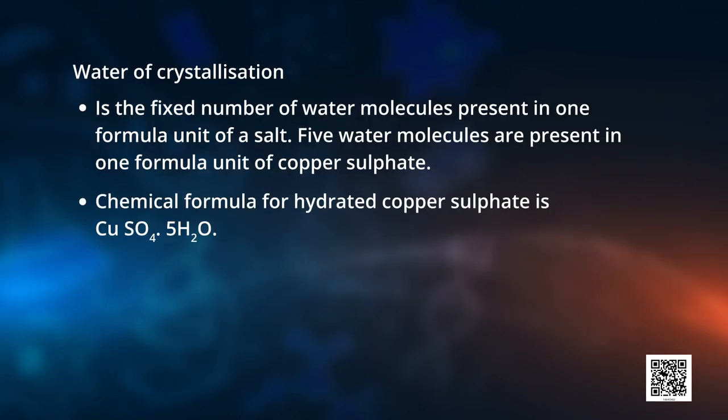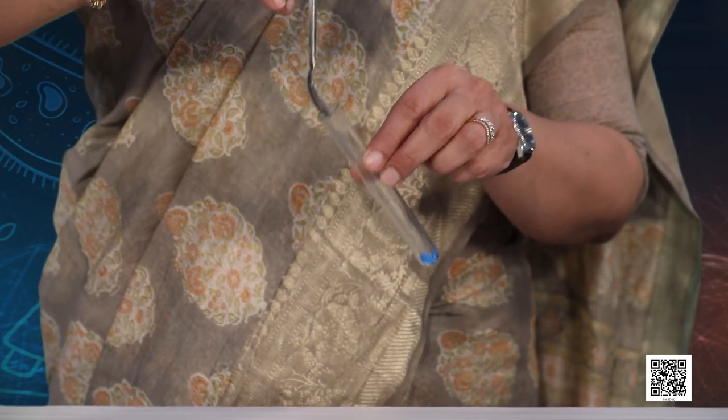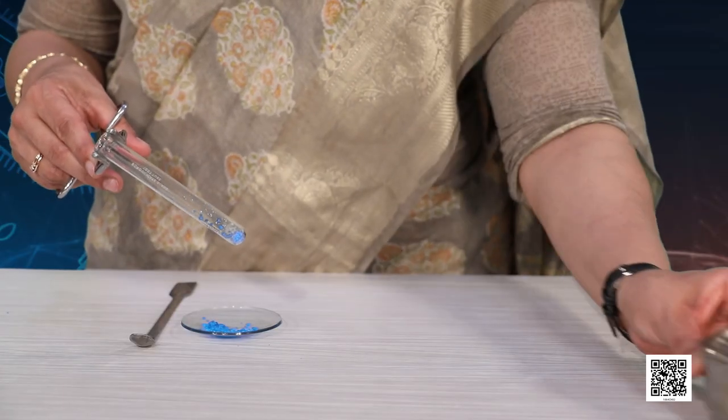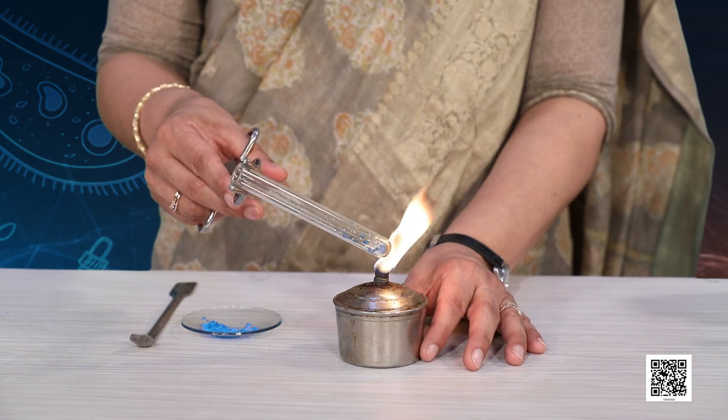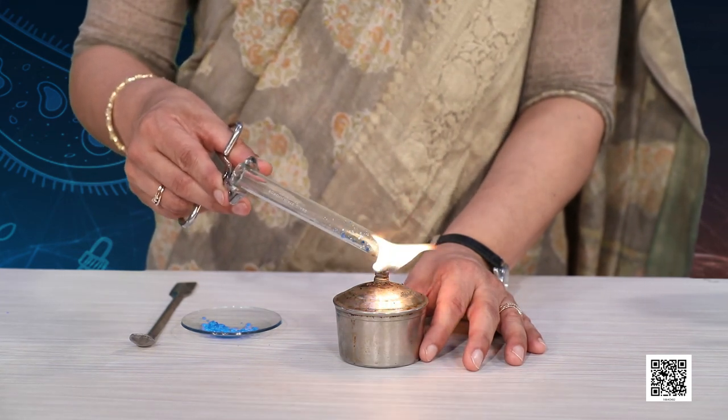We say that copper sulfate crystals have a formula CuSO4.5H2O, and these 5H2O, that is 5 molecules of water, are the water of crystallization. So, I will take a dry test tube and transfer some amount of this crystalline copper sulfate to the test tube. And now, let us heat it and see what happens. On heating these aqua blue copper sulfate crystals, I am sure you can see that there are water droplets that are accumulating on the walls of the test tube. Be careful not to touch it directly, it is hot.